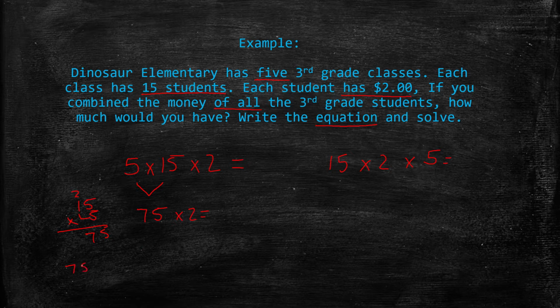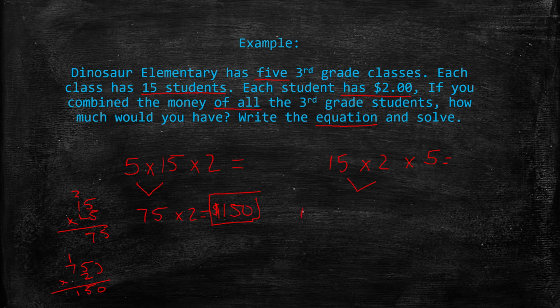So now we're going to go 75 times 2. 2 times 5 is 10. Bring your 1 is 14, 15. That's $150. Okay, I put my money sign there. That's telling me what I have. Now, let's solve it going this way.